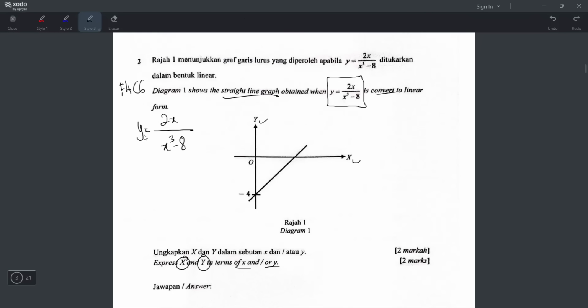Okay, so now I'm going to try to change to linear form. Let's think about how to do it. Usually when you change to linear form, you try to make the y in the equation the same as the y-axis in the graph. That's how you usually do it, and they will usually give you the y-axis here. Most of the questions are like that.